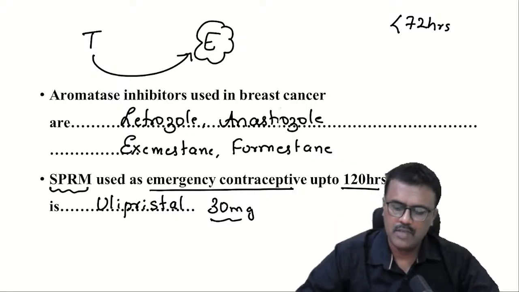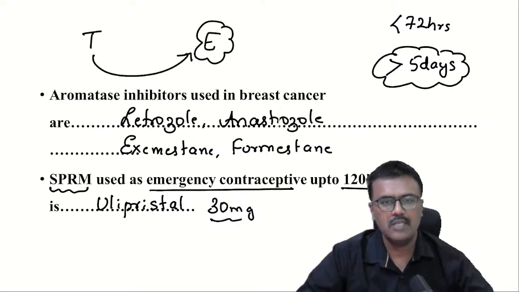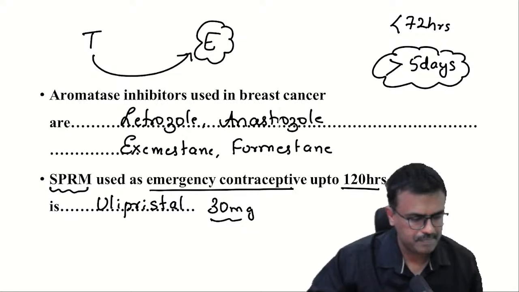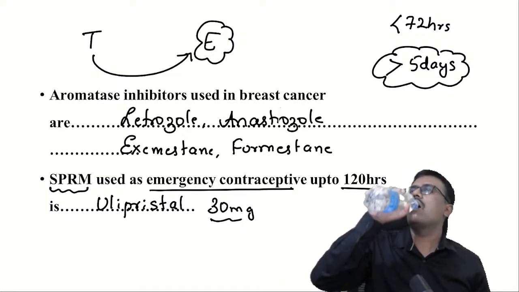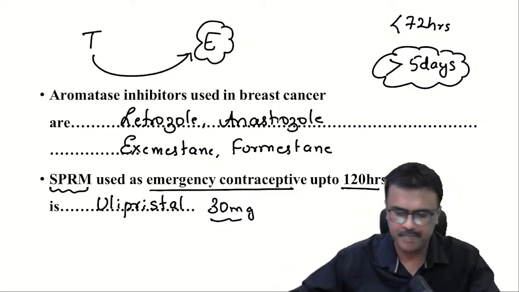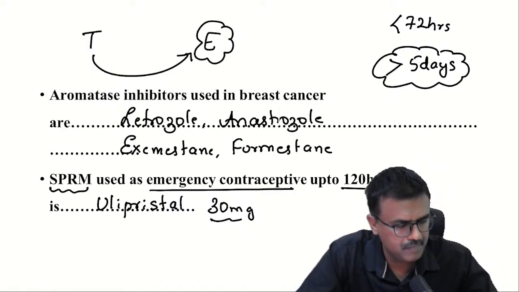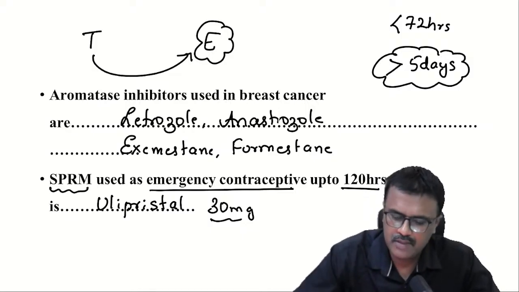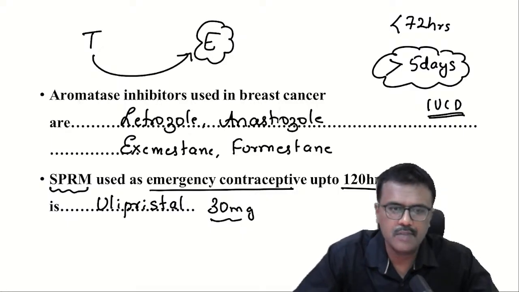Suppose a lady comes post-coital after 5 days. Tell me, what do you suggest for her? Tell me. What do you suggest after 5 days? So after 5 days, the option is IUCD, intrauterine contraceptive device.